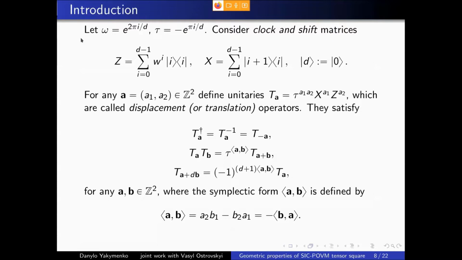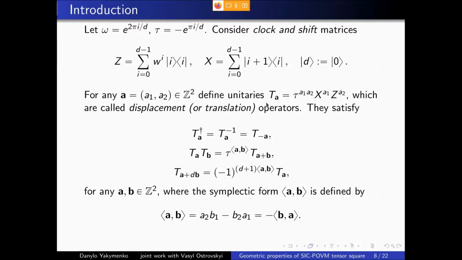Now let's talk about group covariant SICs. Yes, we have this omega, which is a root of unity, and tau, which is also a root of unity. If the dimension is even, then it's a root of power of 2D, right? We have what are called clock and shift matrices, and we can generate a group.